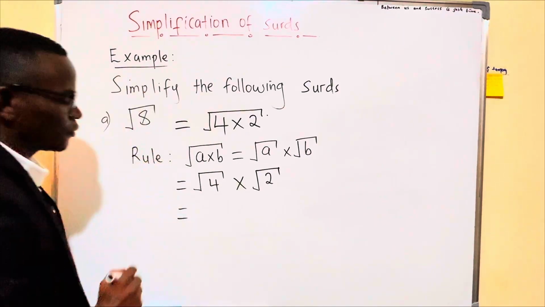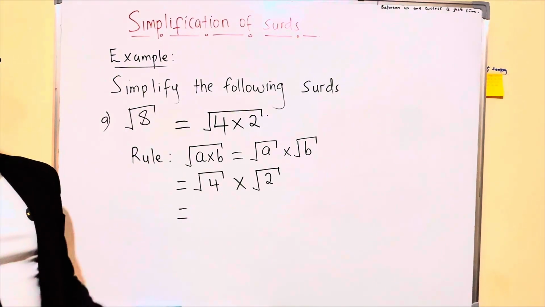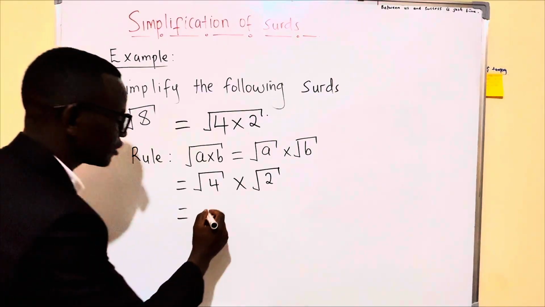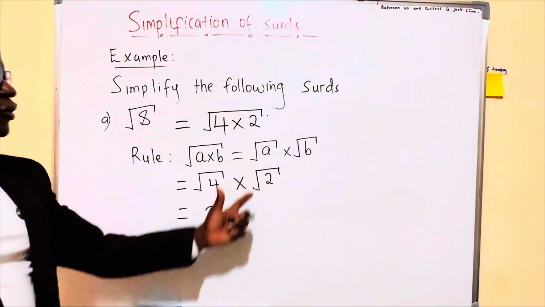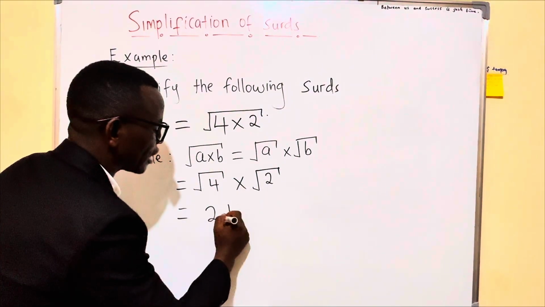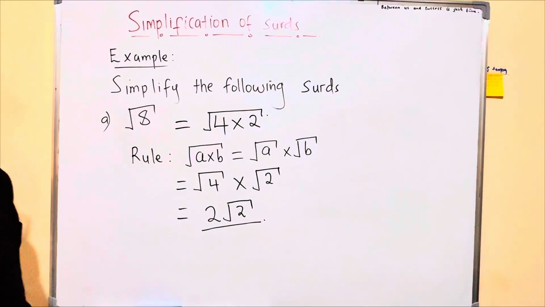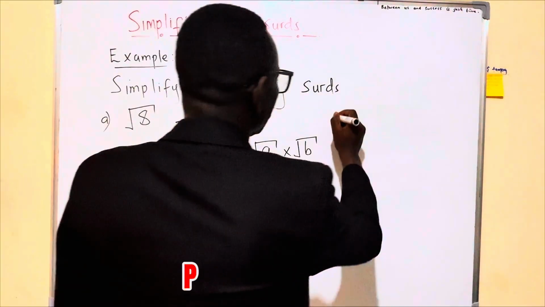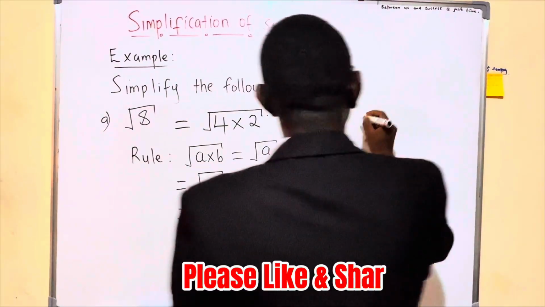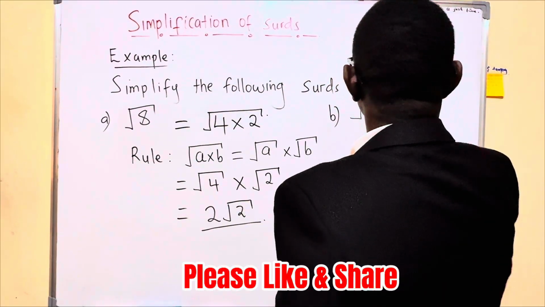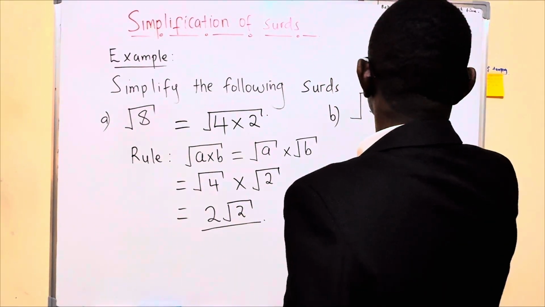So this is equal to, we all know that the square root of 4 is going to give us a 2, and the square root of 2 remains as a surd of 2. That is part A. Part B, we have the square root of 50.